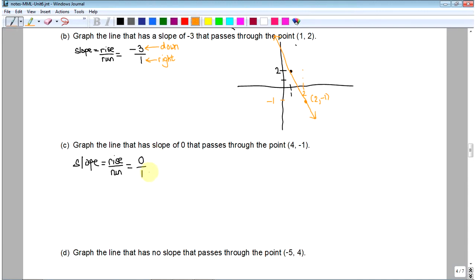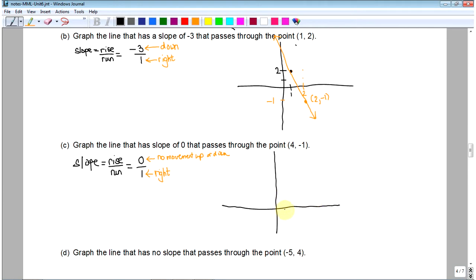So this means that if I move to the right 1 space, that I do not go up or down. So there's no movement up or down, since it says to go 0 units. So you may remember from a previous lesson that this means we're going to end up with a certain look for our graph.